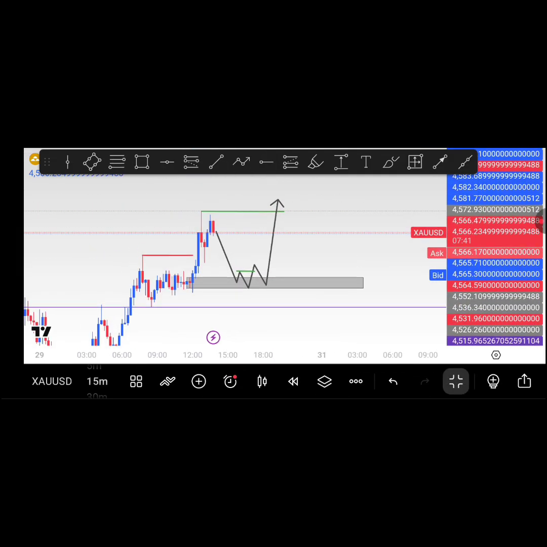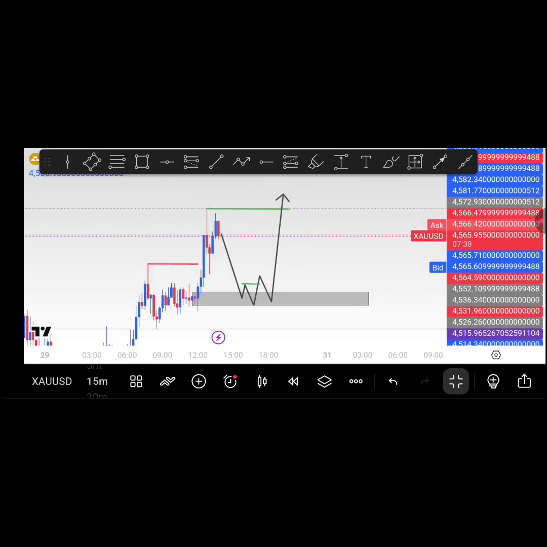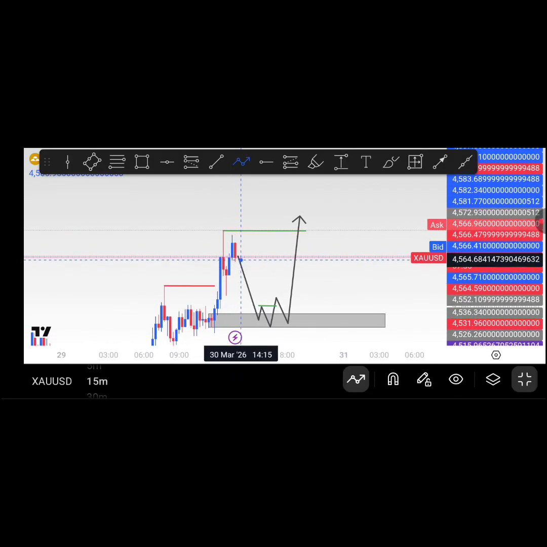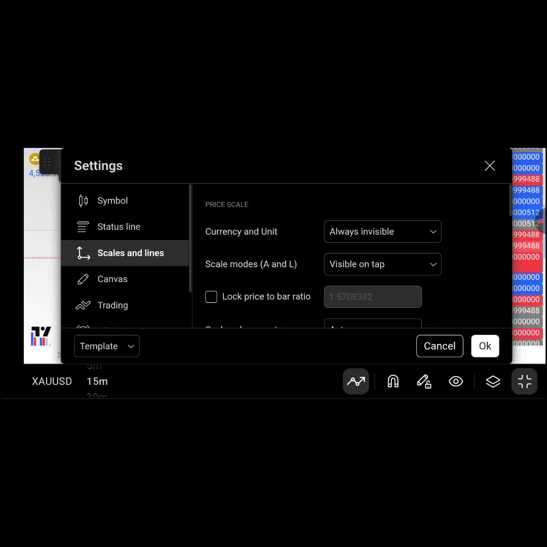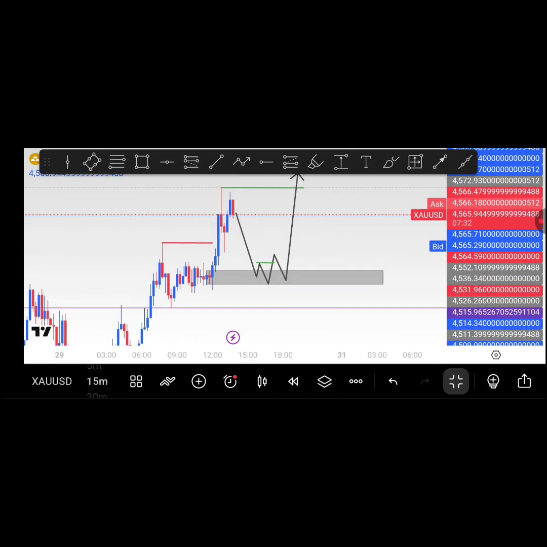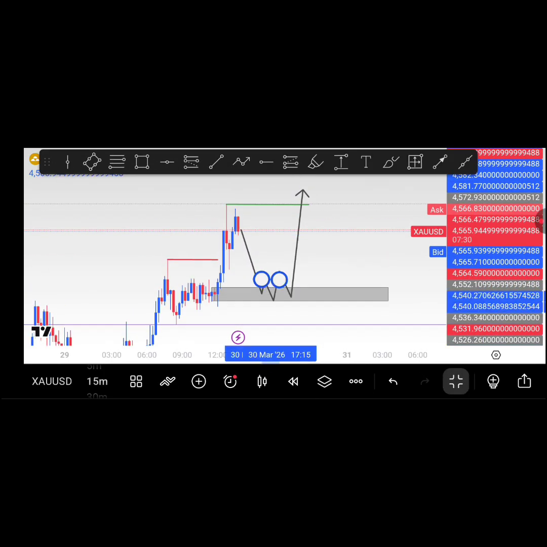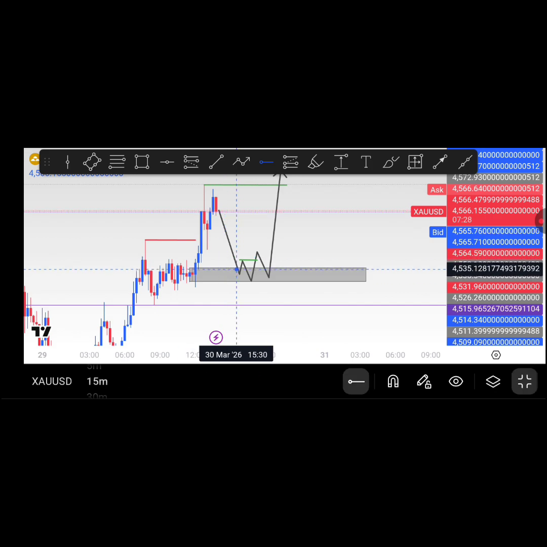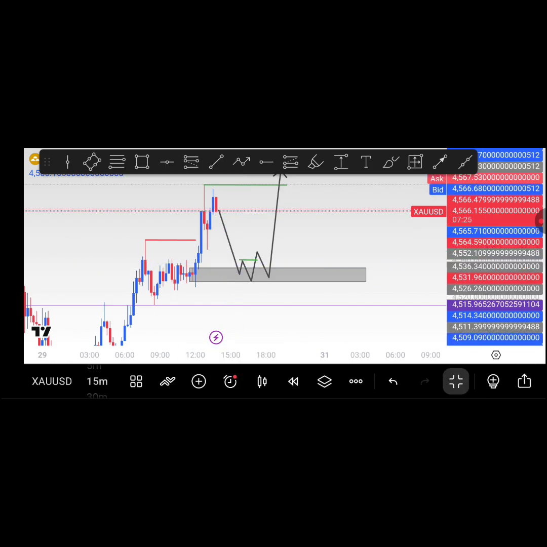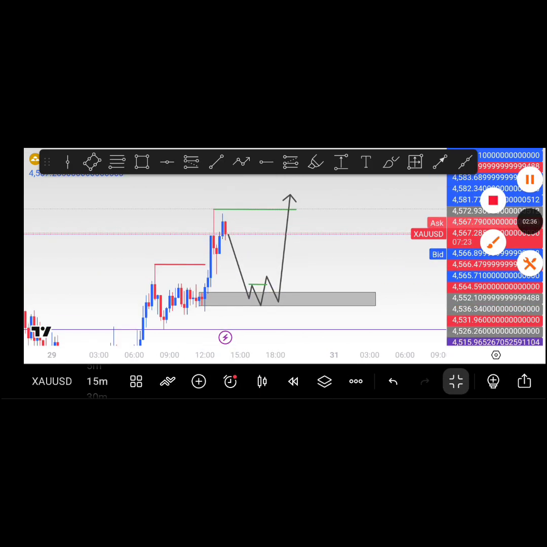So these are the three things I'm looking for. Either the order block continuation, which is price breaking here, or the order block reversal, which is this, or the breakout block, which will be if it forms around here. So, okay, I'll update you guys.